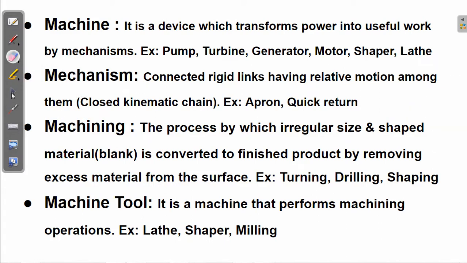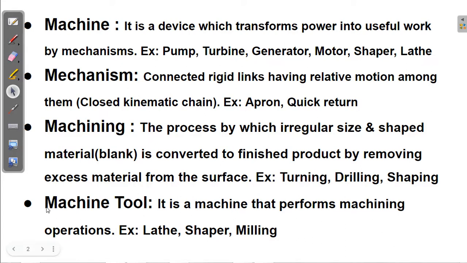Now coming to the next very important term, which is machining. It is defined as the process by which irregular size and shaped material, which is also called blank, is converted to finished product by removing excess material from the surface. Some examples of different machining processes are turning, drilling or shaping. These are the different kinds of machining process by which we can remove the material from the surface and ultimately produce the finished product according to some given shape and size.